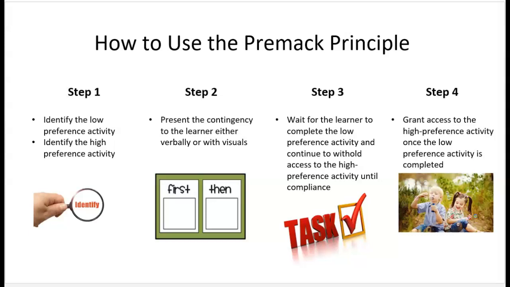Step 3, wait for the learner to complete the low preference activity and continue to withhold access to the high preference activity until compliance or completion. Step 4, once the individual has completed the activity, grant access to the high preference activity once the low preference activity is completed.